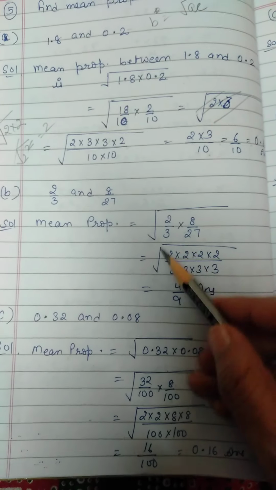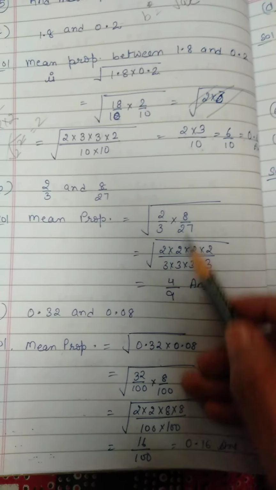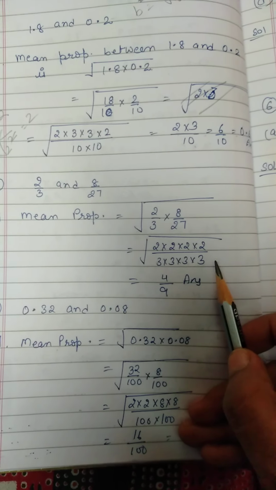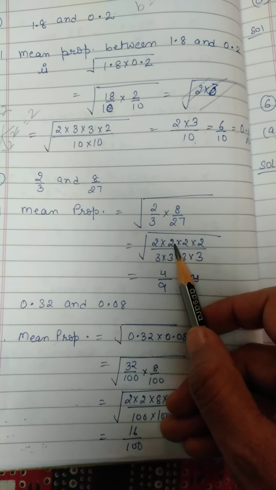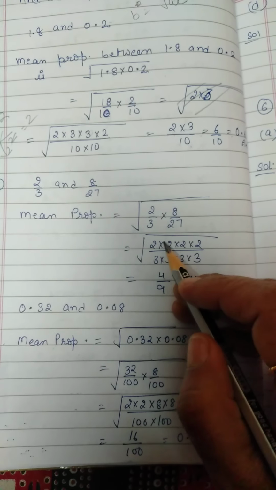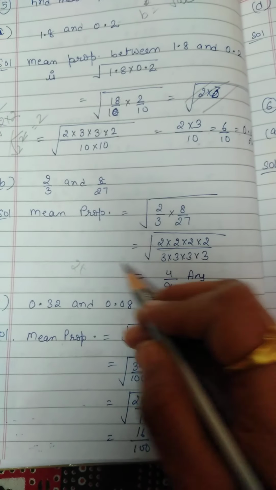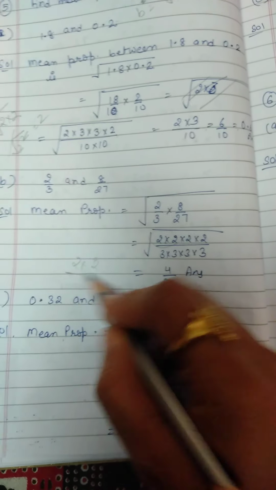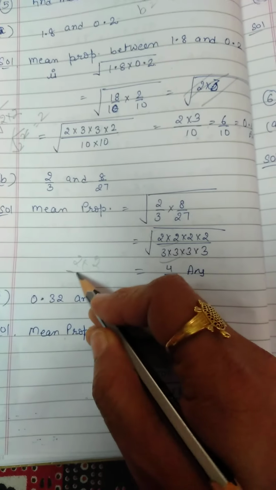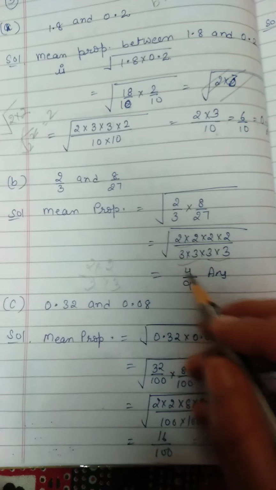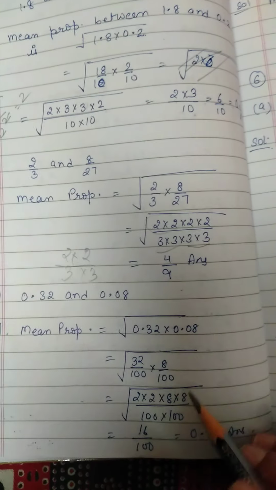Same here, 2 by 3 into 8 by 27. Break the 8: 2 2s are 4, 2 4s are 8. Break the 27: 3 3s are 9, 3 9s are 27. These are 2 2s, so out of these we take one 2. Out of these we take one 2. Out of these 3s we take one 3. Out of these we take one 3. So it becomes 4 by 9.